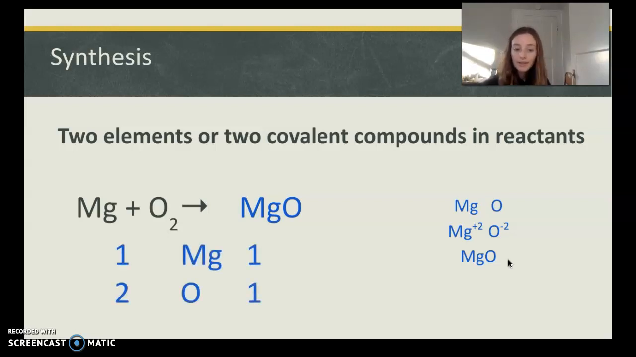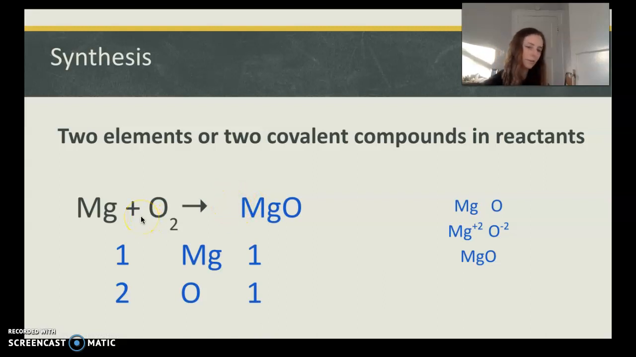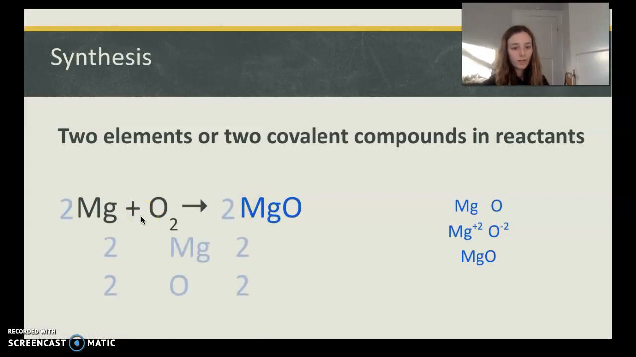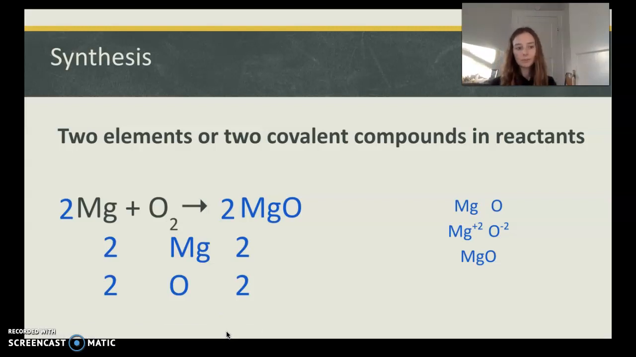Okay, my magnesiums are balanced, but my oxygens aren't. So what could I do? Well, I could add a coefficient of 2 because I can't change the subscripts. So add the coefficient of 2, but then that's going to change my magnesium, so I'm going to have to add another coefficient of 2. So once I balance it, I'm going to add 2 Mg plus O2 yields 2 MgO. And I've shown all of my inventory. Pause the video and write this example down in your notes, please.